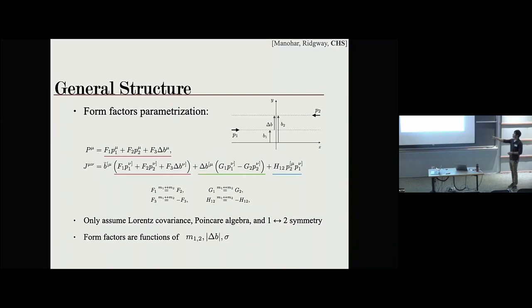After that, we have other structures where F1, F2, F3, G1, G2, and H12 are unknown functions of the scalar invariants. These are what we call form factors, which is a common way to parameterize non-perturbative structure, for example in hadronic physics in particle theory. But this assumption is very general. We only assume Lorentz covariance, Poincare algebra, and the symmetry between particles 1 and 2. Now we can consider the zero frequency limit, which simply sets all these to zero. And the JZ component only depends on this term.